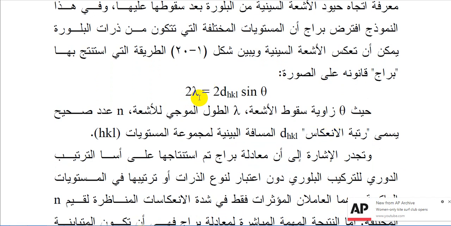n lambda equals 2 d_hkl sine theta. Theta is the ray incidence angle. Lambda is the ray wavelength, or even the beam wavelength. n is an integer denoted as the reflection order. d_hkl is the interatomic spacing for the set of levels hkl.